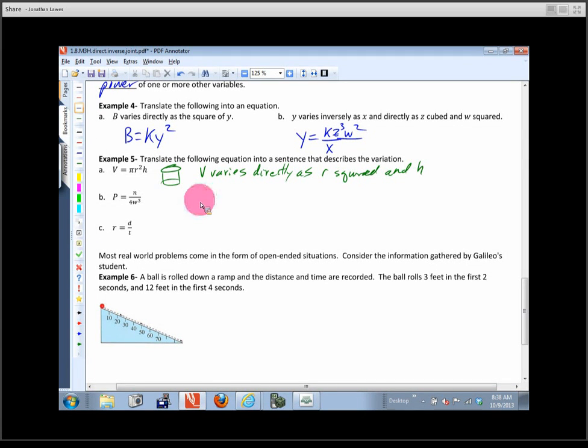Next one. P varies. How does it vary? Inversely as what? W cubed. Is that it? P, W cubed down on the bottom. What's on the top? An N. So, and directly as N. Okay, you write the last one.